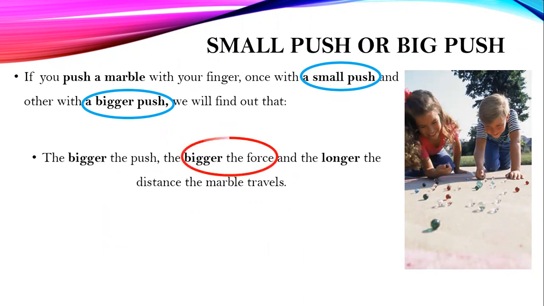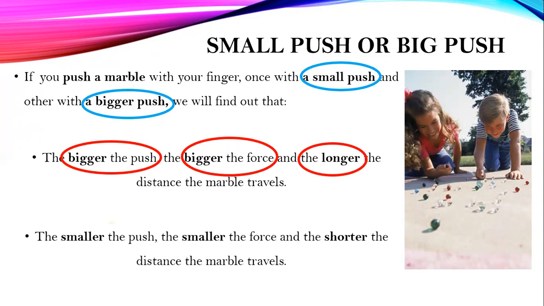You're going to find out that the bigger the push, the bigger the force, the longer the distance the marble travels. If you push the marble very hard with a big force, it's going to move a long distance. But if you apply a small push, the smaller the push, the smaller the force, and then the shorter the distance the marble will travel. If you push softly on the marble, you will give it only a small force, which will make it move only a short distance. So now we clarify that the bigger the push, the bigger the force, the longer the distance a marble travels, while the smaller the push, the smaller the force, and the shorter the distance the marble travels.